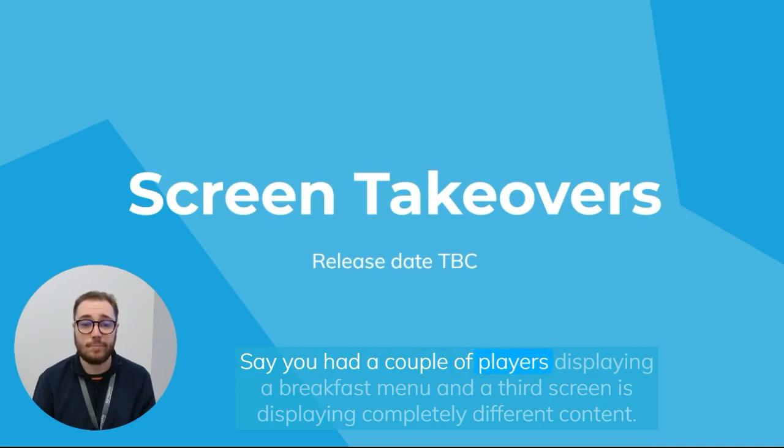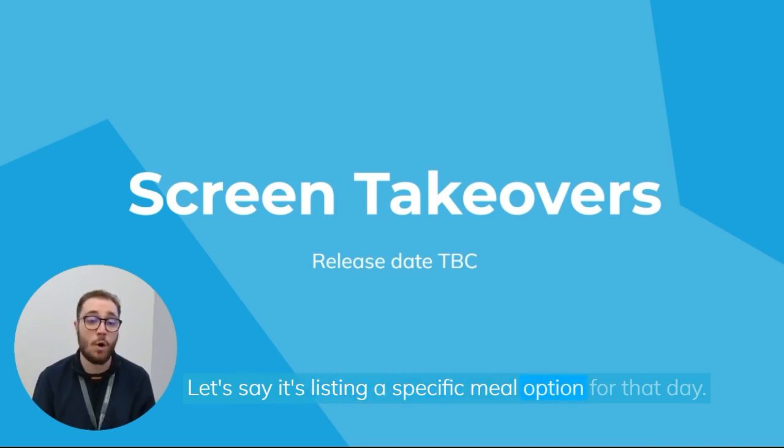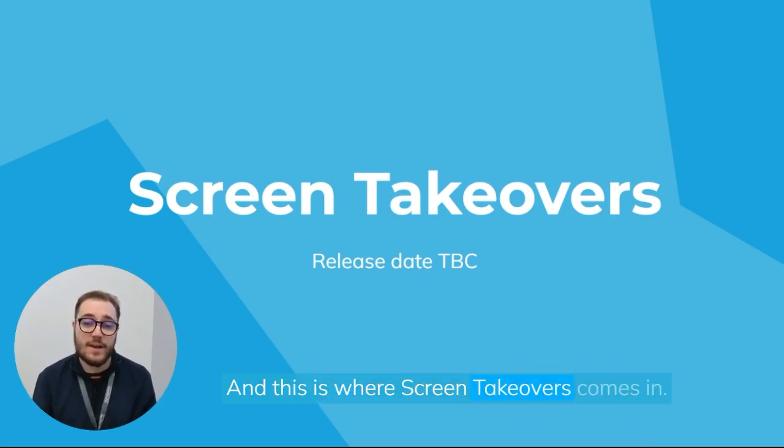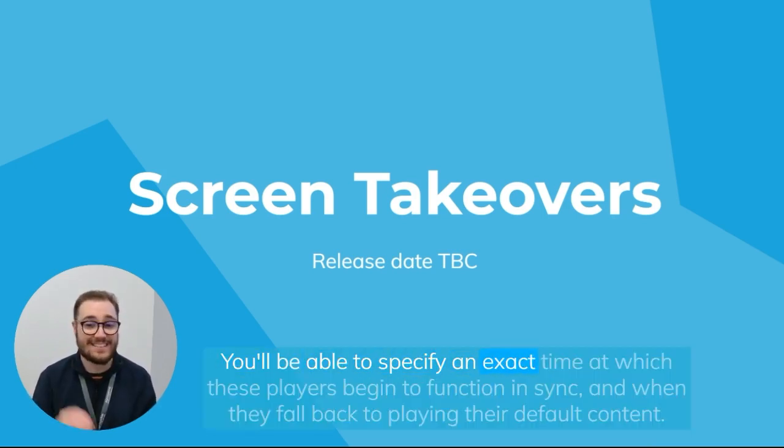Say you had a couple of players displaying a breakfast menu, and a third screen is displaying completely different content. Let's say it's listing a specific meal option for that day, and at 2 PM you want an ad to run across all three screens perfectly in sync. And this is where screen takeovers comes in. You'll be able to specify an exact time at which these players begin to function in sync, and when they fall back to playing their default content.